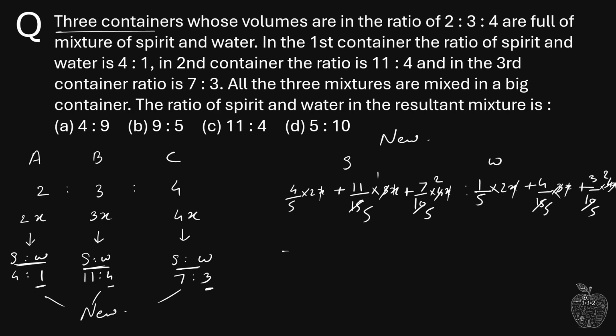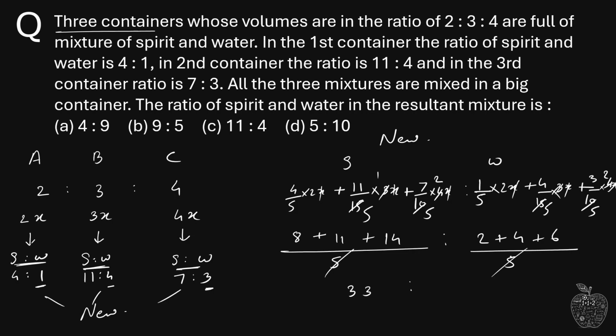So here, first of all, let's take the LCM 5. Here in the numerator, we have 4 2s are 8 plus 11 1s are 11 plus 7 2s are 14, which is 33. Again, LCM 5, we get 1 2s are 2 plus 4 plus 6, which is 12. The 5 gets cancelled. So we are left with 33 to 12. I can further simplify it with 3. So 3 11s are 33 and 3 4s are 12. So the final ratio that we get is 11:4.